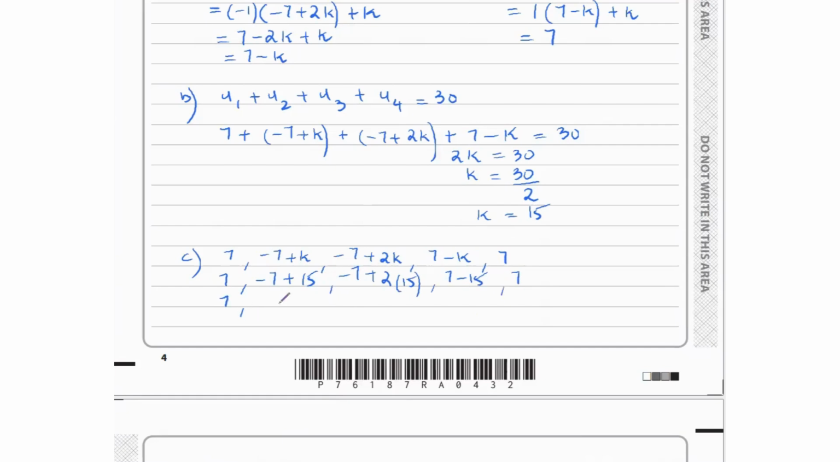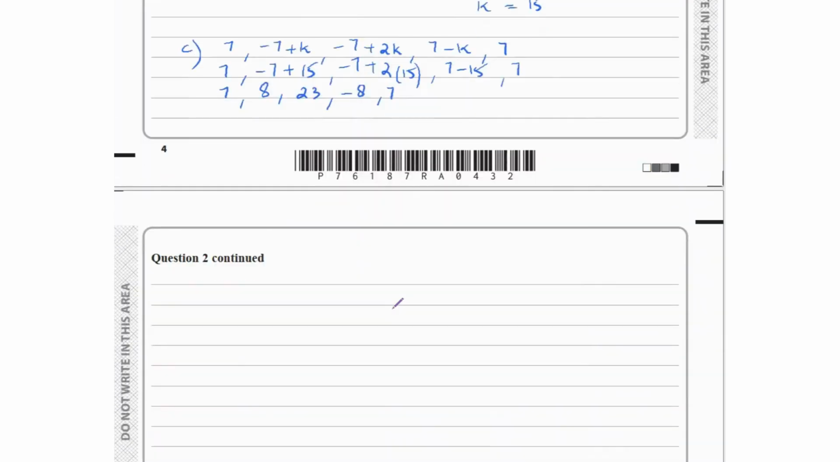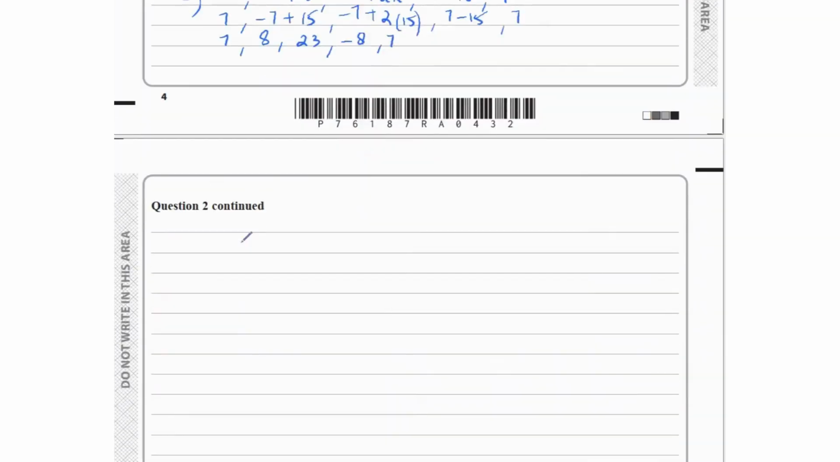So we have 7, then we have 8, then we have 23, then we have negative 8, and then 7 gets repeated again. So if you notice, the same cycle is being repeated. We have 7, then we have 8, then we have 23, then we have negative 8, then again 7, then 8, 23, negative 8, and so on.